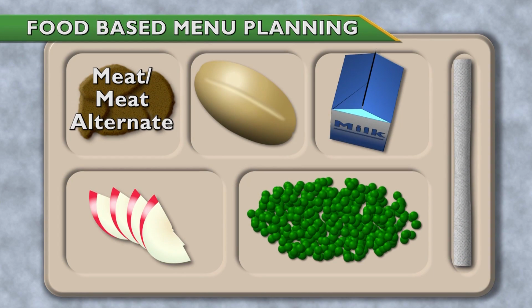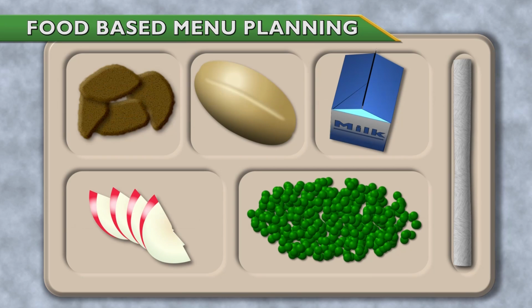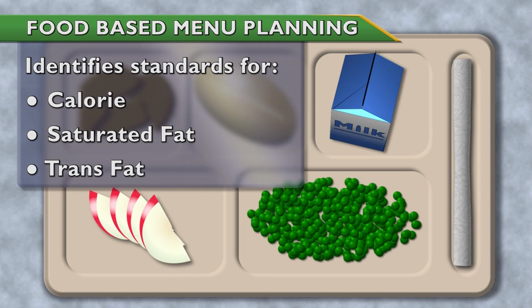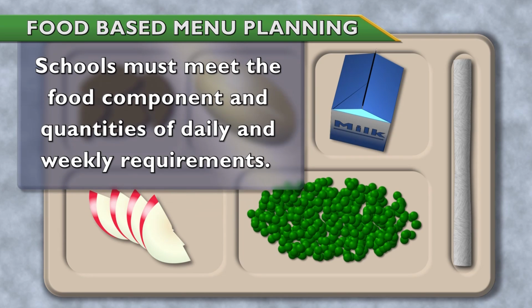For the school lunch program, we require that there are 5 components that need to be served. And those are going to be your meat alternate, your grain, your milk, and you have a fruit, and you have a vegetable. But those are basically the 5 categories that make up a complete lunch. Food-based menu planning also identifies calorie, saturated fat, trans fat, and sodium standards for each of the age and grade groups receiving school meals. This will be covered in detail in the Dietary Specifications and Nutrient Analysis module. Schools must meet the food component and quantities of daily and weekly requirements.